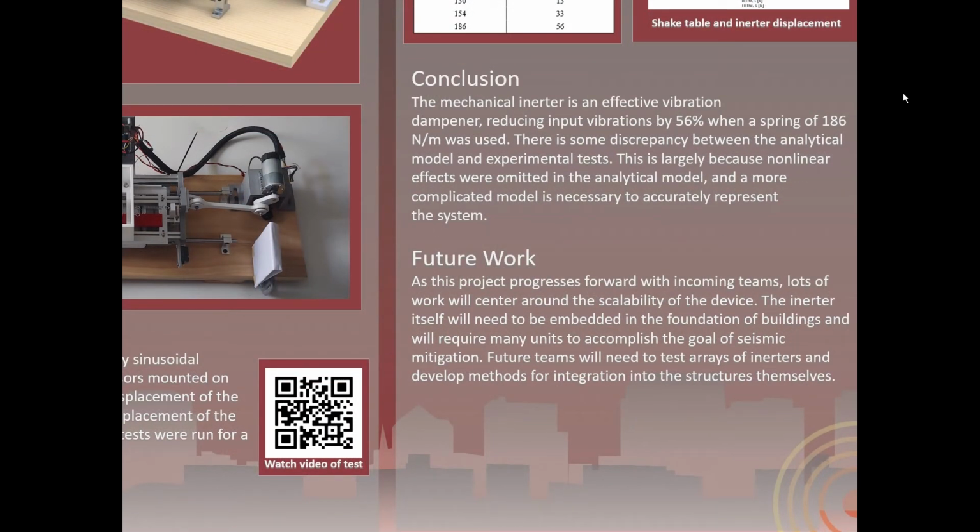So the conclusion of our project is that we were able to make an effective mechanical inerter. We were able to reduce input vibrations by 56%. That was with a spring coefficient of 186 newtons per meter. There was a little bit of discrepancy between our analytical model and our experimental tests. This was mostly due to our neglecting of the nonlinear effects in the system. This will require a little bit more work to flesh those out and get a more complete analytical model.